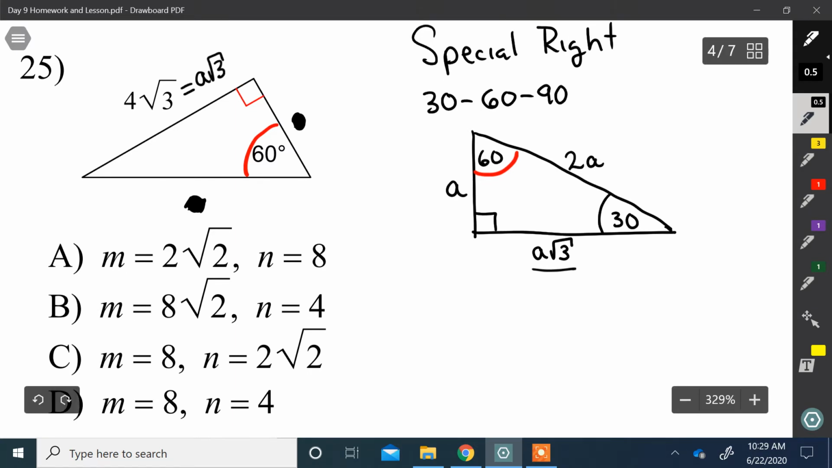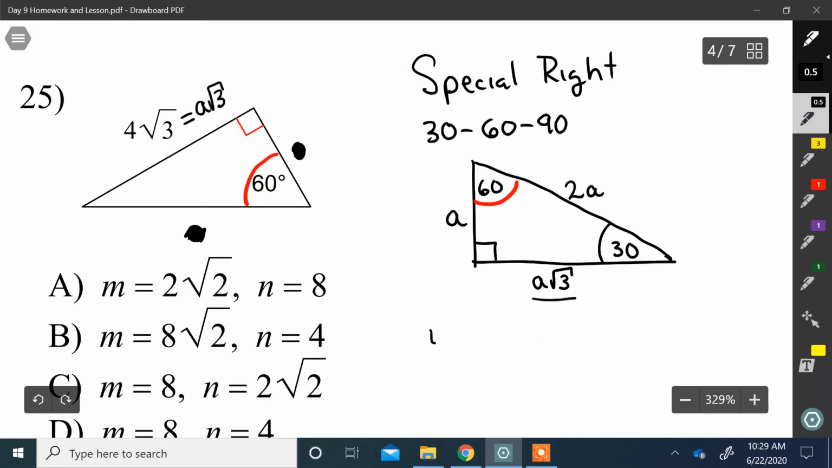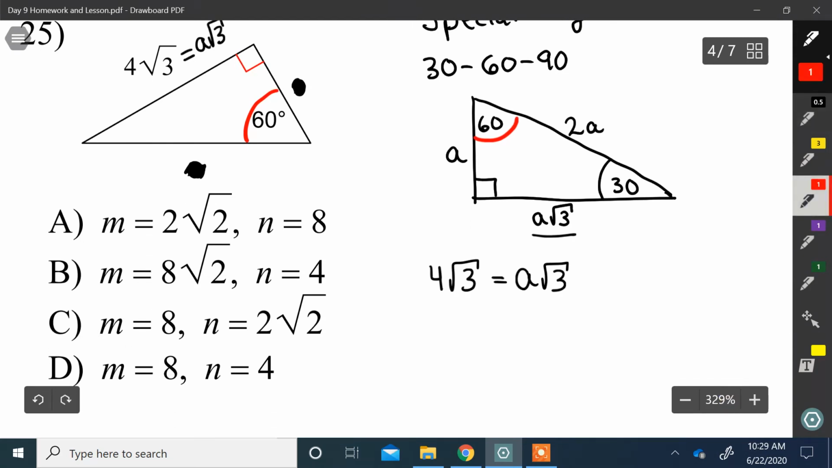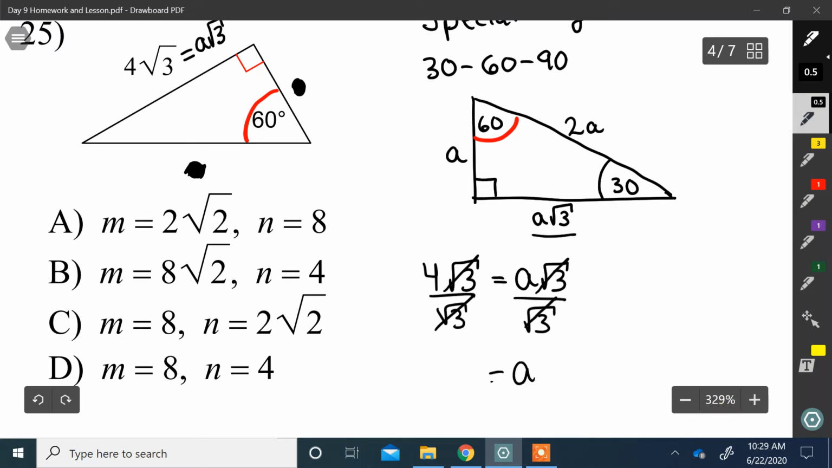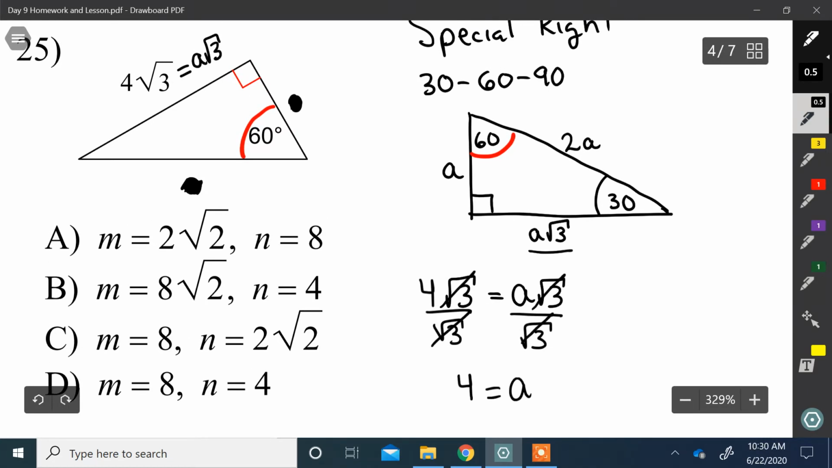So what I'm saying is that 4 square root of 3 is equal to A square root of 3. I don't know if you can see it, but obviously A is equal to 4. If you don't see it, here's how you can see it better. Divide everything by square root of 3, and this and this will cancel. So will this. A is equal to 4.